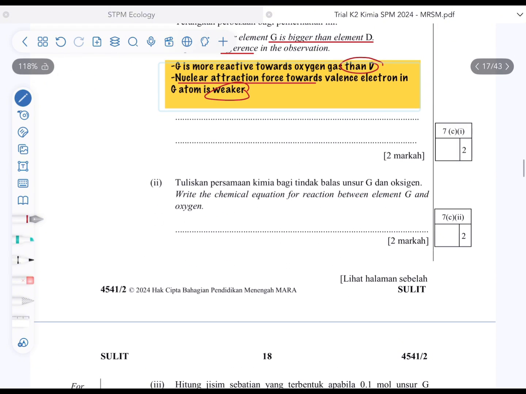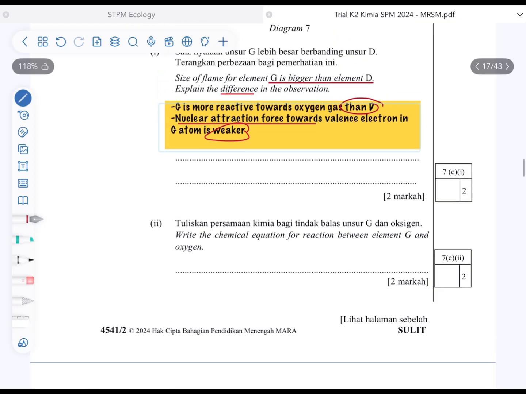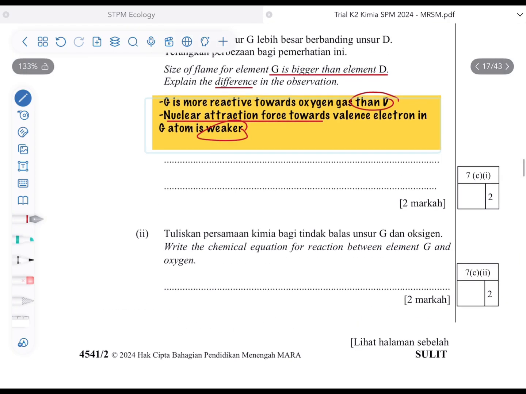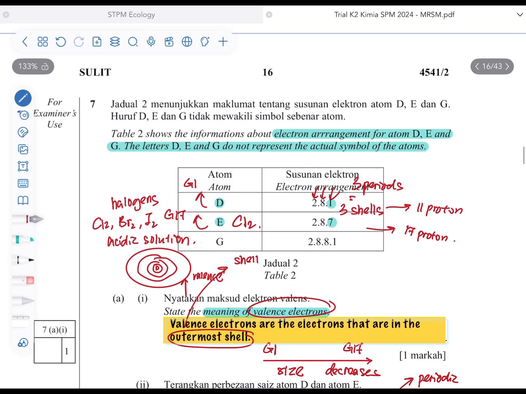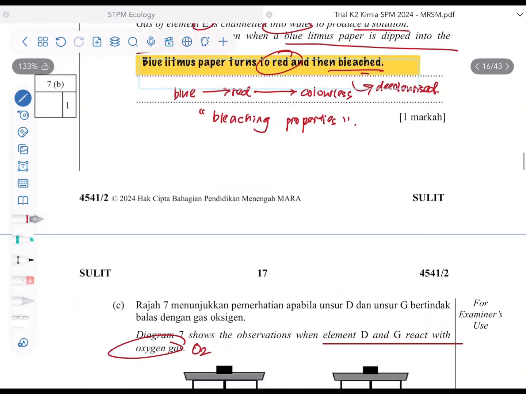Okay, write the chemical equation for the reaction between element G and oxygen. So element G is actually a metal, right? Because it comes from group 1. How do I know this atom comes from group 1? Because I look at this number, which is number 1. The last number will be the valence electrons. So it has only one valence electron, therefore it comes from group 1.